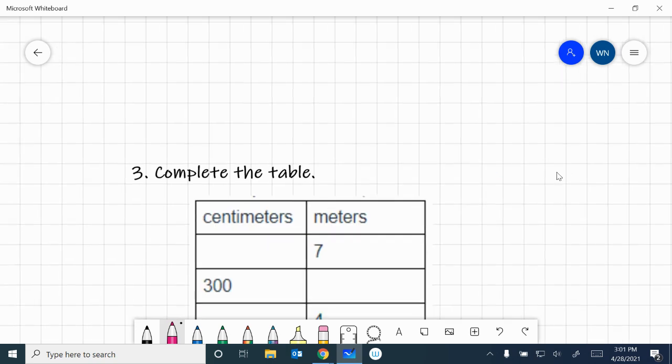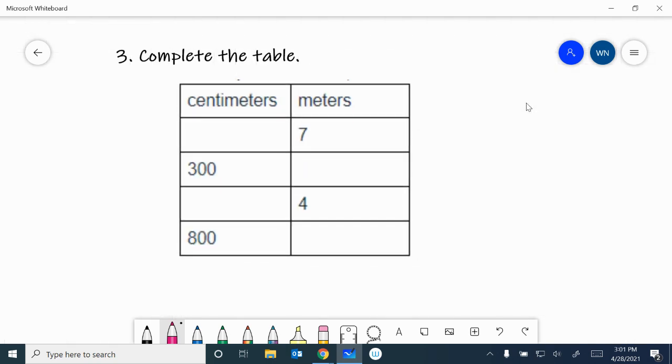Let's go ahead to number 3 and complete the table. Go ahead and complete the table. For this one, let's do it in black marker. We've got meters, decimeters, centimeters. I do draw it every time. I think it helps. So we have to go from meters to centimeters. So we're going to go 2 steps down. And if we're going down, we're going to multiply. 7 times 100 is 700.